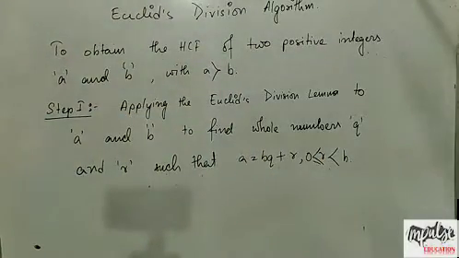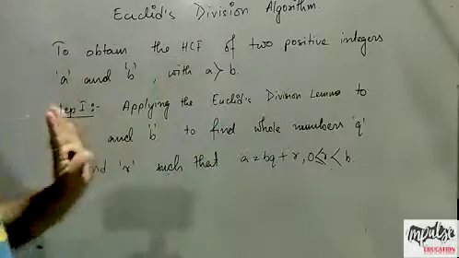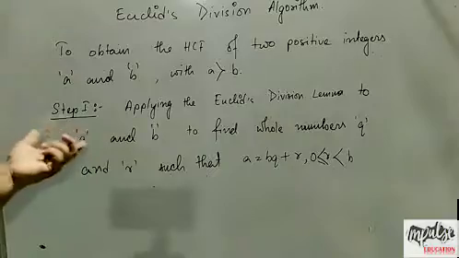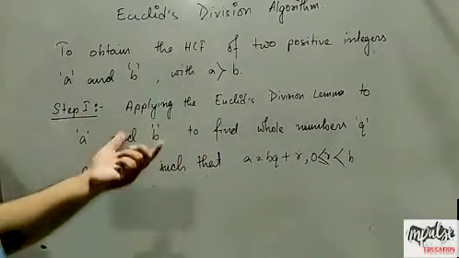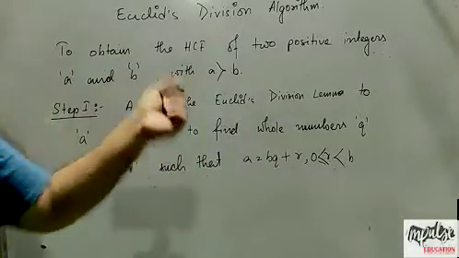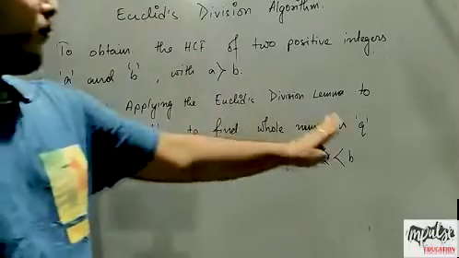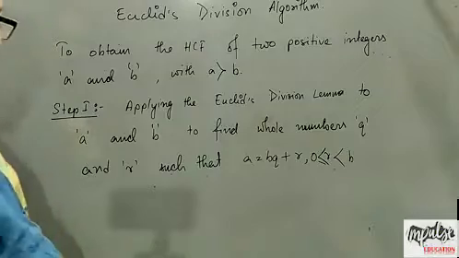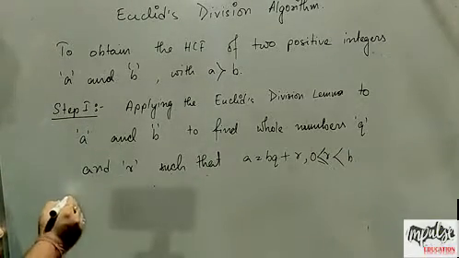Okay, so it's very easy. First of all, we have to apply the Euclid's division lemma to the given positive integers A and B. Suppose you are given two positive integers, one is 135 and the other one is suppose 280. First of all, you have to apply Euclid's division lemma to 135 and 280, and then you will be obtaining the quotient and the remainder accordingly. Is it clear?